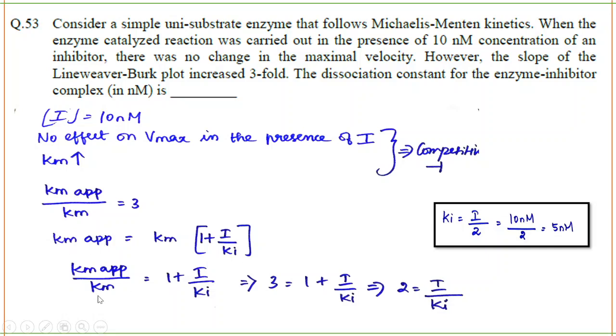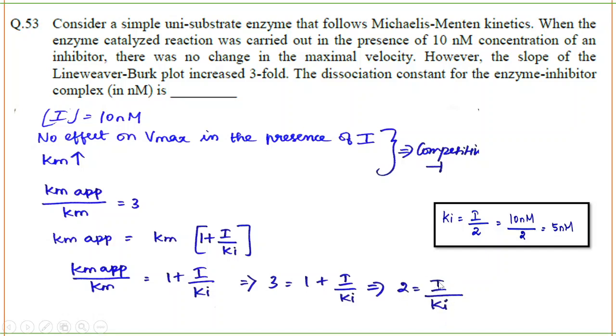Km apparent by Km is equal to 1 plus I by Ki. Km apparent by Km, you know the value is 3. So 3 equals 1 plus I by Ki. If you take this one, this side, you will get 2. 2 is equal to I by Ki.